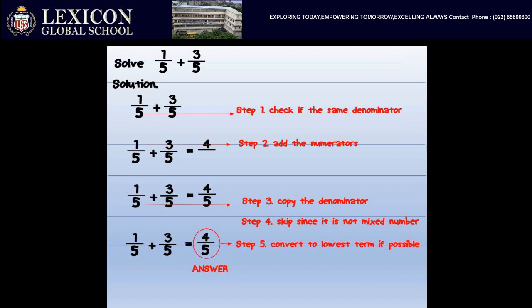Step 3 is to copy the denominator. Our denominator is 5. Step 4 is to add the whole number. Since we do not have a mixed number, we can skip this step. Step 5 is to convert our answer into its lowest term. Since 4 upon 5 is already the lowest term, 4 upon 5 is our final answer.